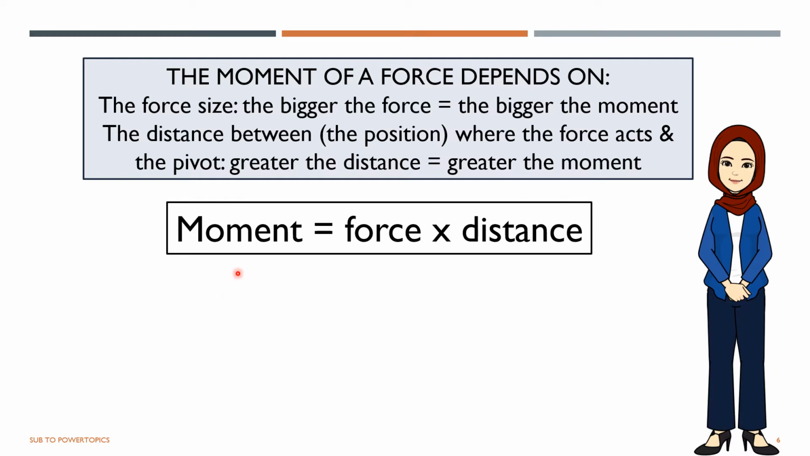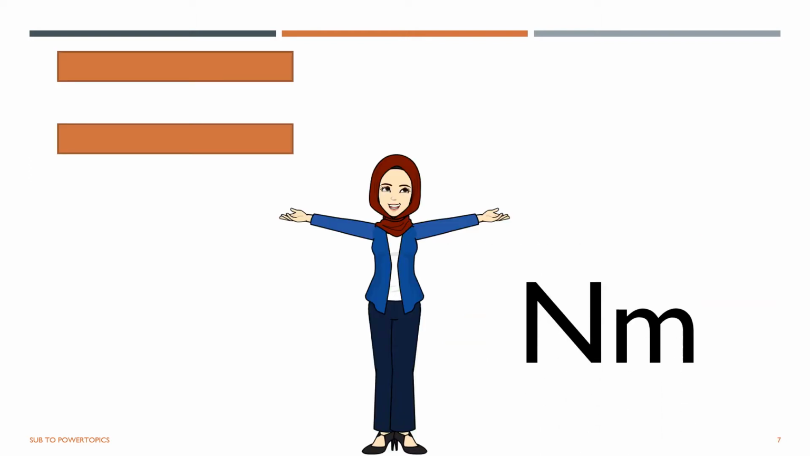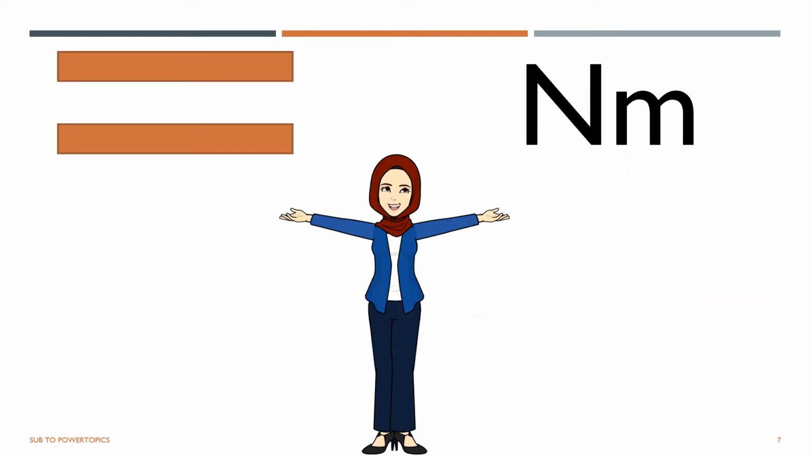Also, you can calculate a moment from this equation: force multiply distance. As you know, the unit for force is Newton, and the unit for distance is meter. So what is the unit of moment? When Newton times meter, you'll get Newton meter, or simply Nm. But don't forget that your N must be capital and m must be lowercase.